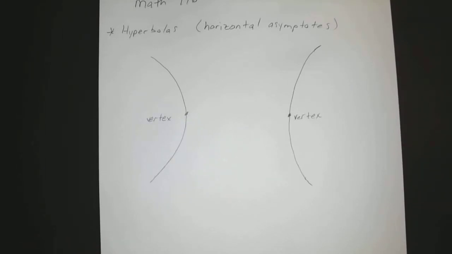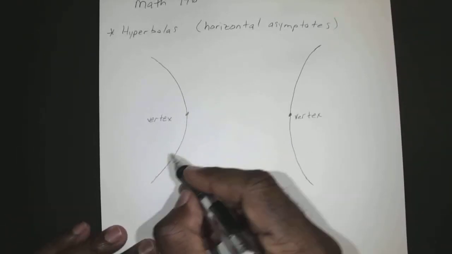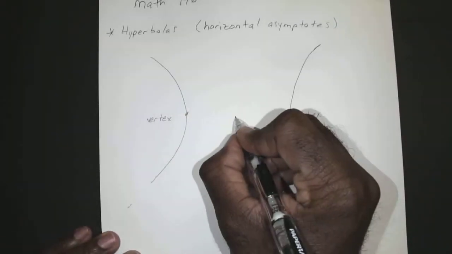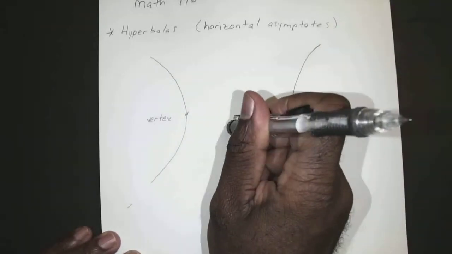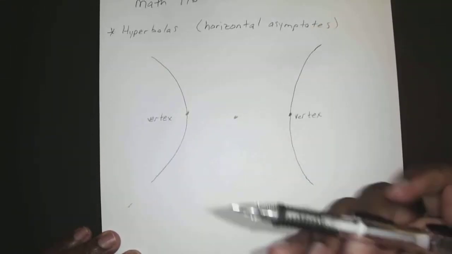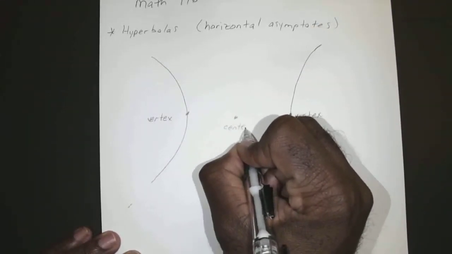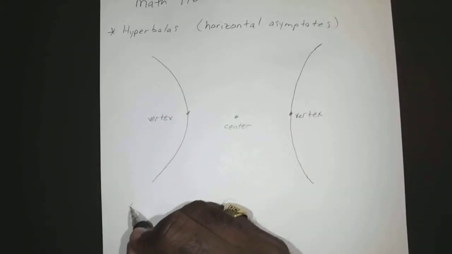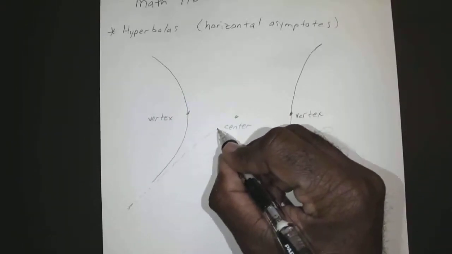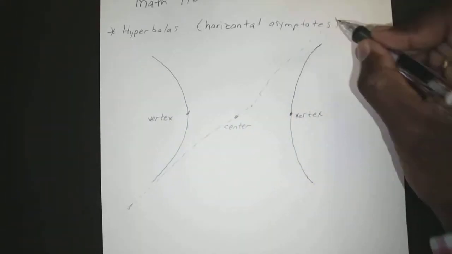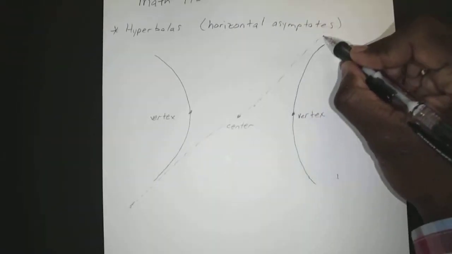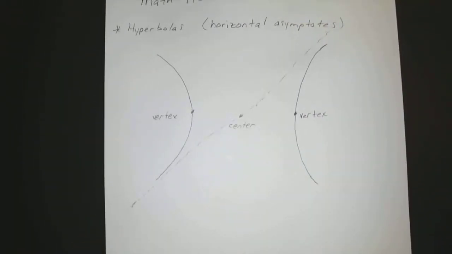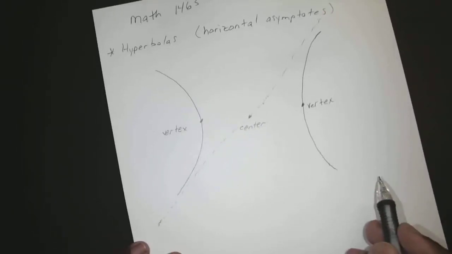Now with this one, let me check, make sure I got it. If you have a center point, then you have a slant asymptote. Uh-oh, that's supposed to be straight. That goes through the center. And just like any other asymptote, you just have it to where that graph won't cross that line.